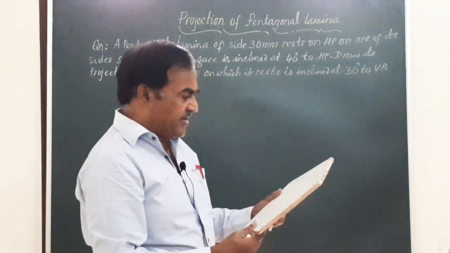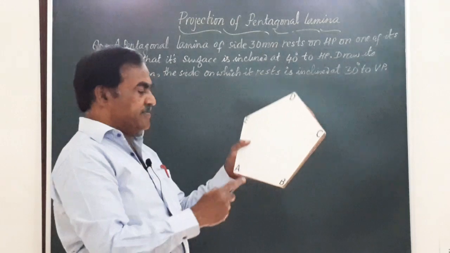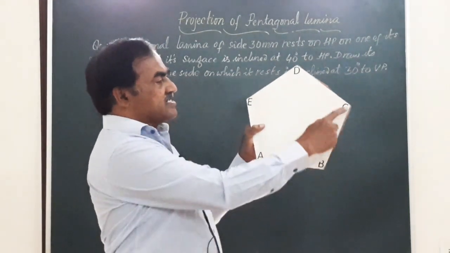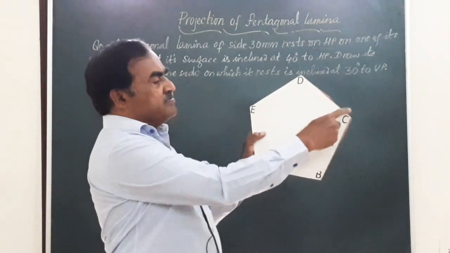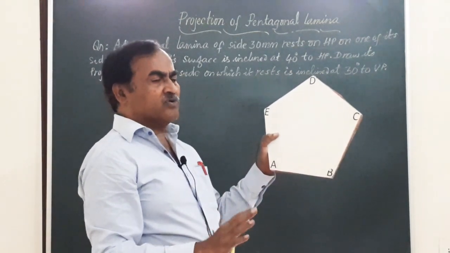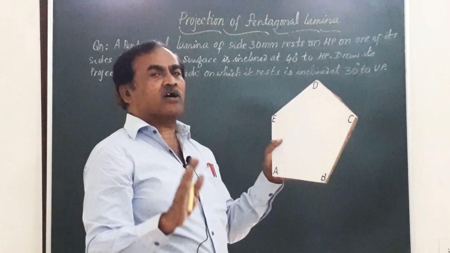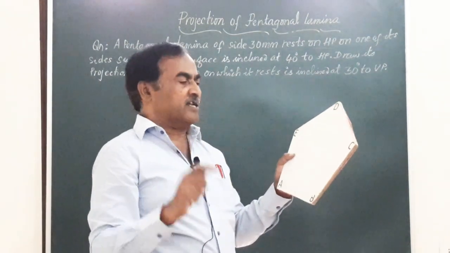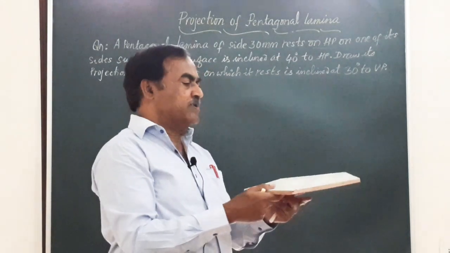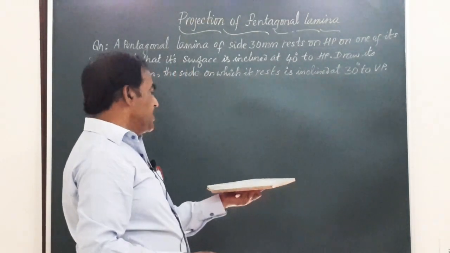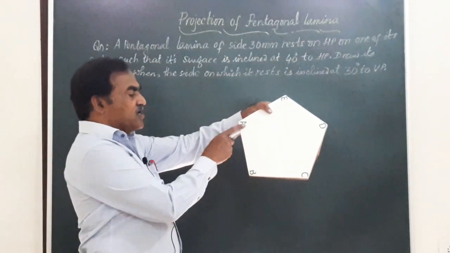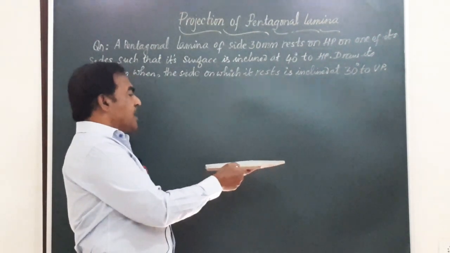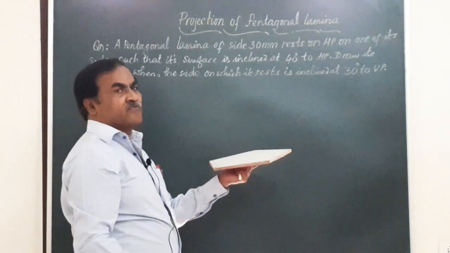Here friends, we have this lamina, pentagonal lamina ABCDE measuring 30 mm each side. Each side measures, AB is 30, BC is 30 and so on. So, whenever I say it is a pentagonal lamina, it is very obvious it is always a regular pentagonal lamina. So, I am going to place the lamina on HP such that one of the edges is normal to VP and obtain its top and front views.